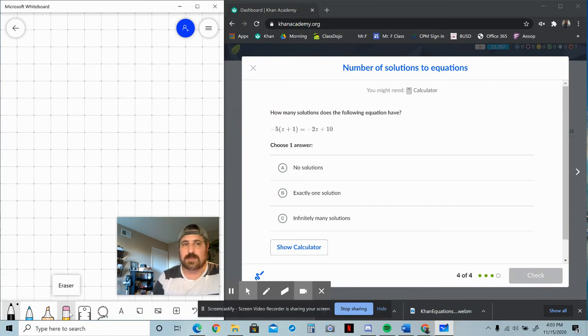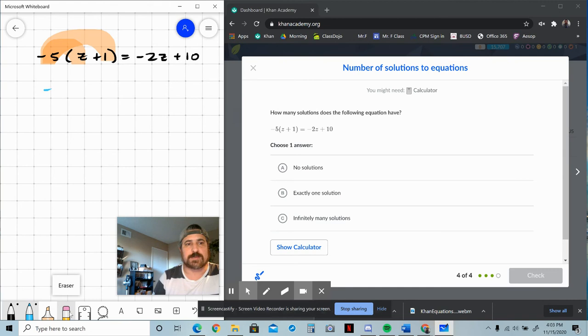And then the last one here that we're going to do is negative 5 times the quantity of z plus 1 is equal to negative 2z plus 10. And we're going to distribute and combine like terms. This one's obvious that it's going to be one solution, but I'm going to show it to you. Negative 5 times z, negative 5 times 1.